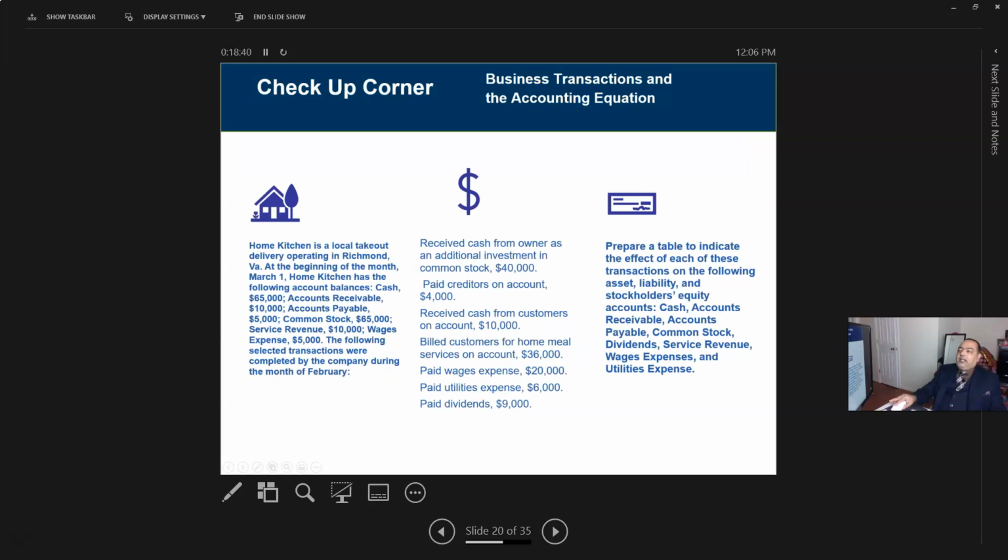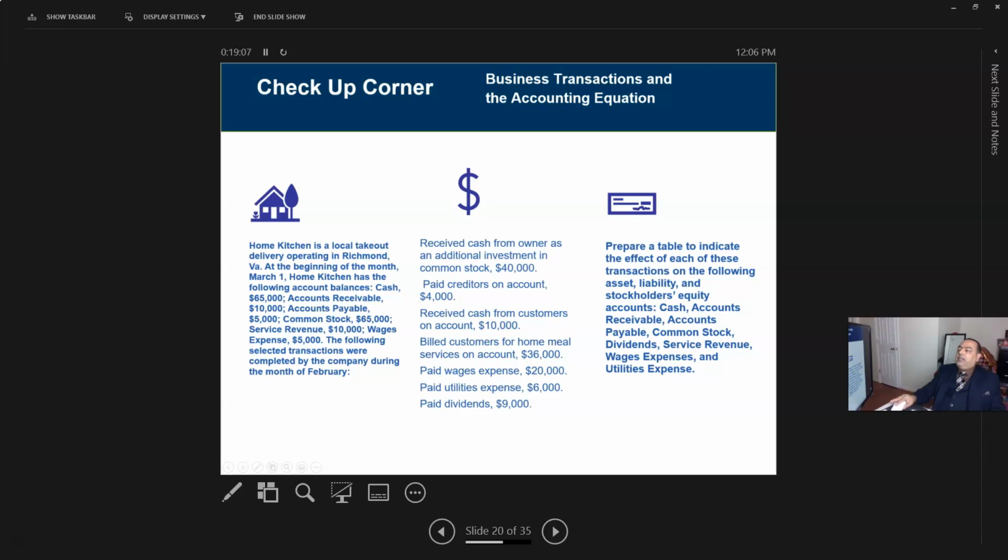Paid creditors on account. So you can see accounts payable are 5,000. I'm paying 4,000. So that will be use of cash and reduction in accounts payable. So receive cash from customers on account. So that's 10,000. Bill customers home meal services on account. That's a revenue 36,000. Wages expense, utilities expense, and paid dividends 9,000.